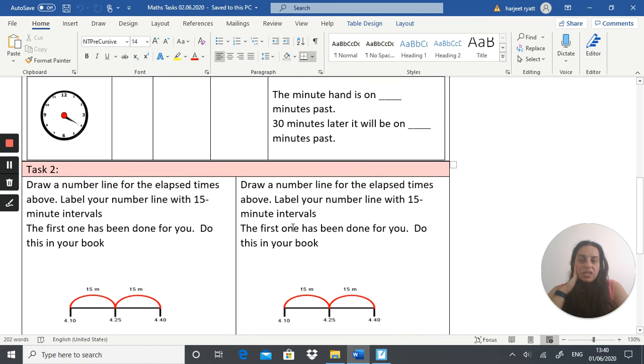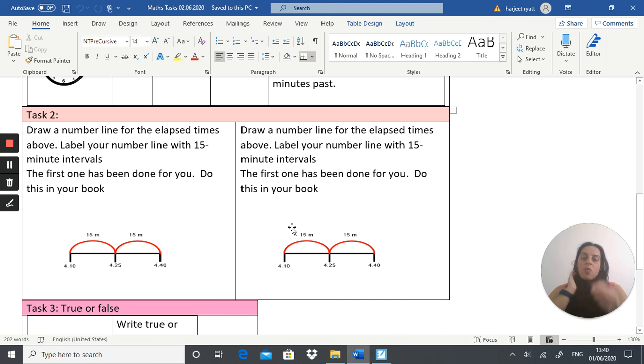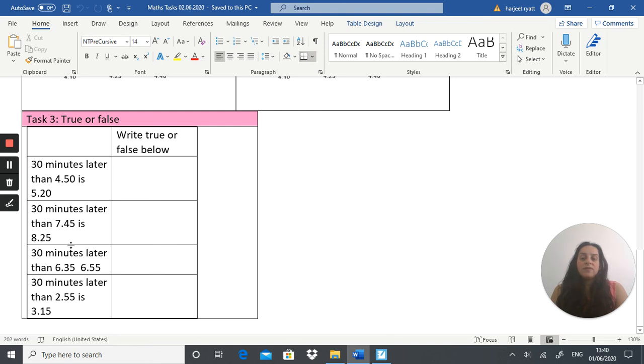Task 2, for each of the 4 clocks that you looked at in task 1, they want you to draw a number line over the 15-minute intervals to show the elapsed time in each one. And the first one I've done for you. And for task 3, you've got a number of statements here. You need to read them and write down true or false next to each one.